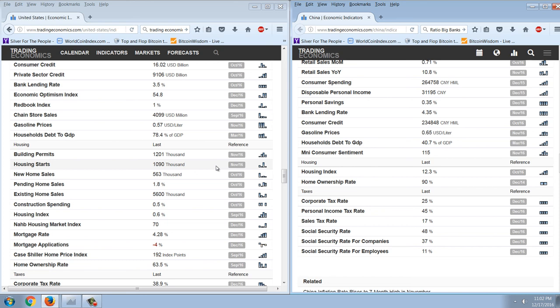Last one is household debt to GDP. You can see household debt to GDP in the U.S. is about 80%. In China, it's about 40%. So we're twice as bad off in that category.